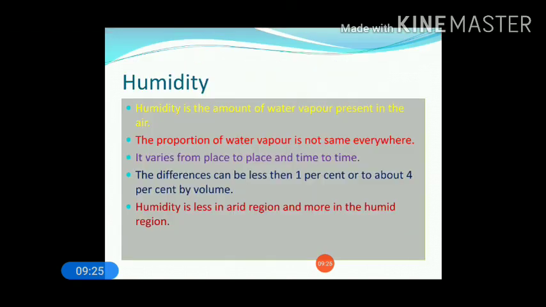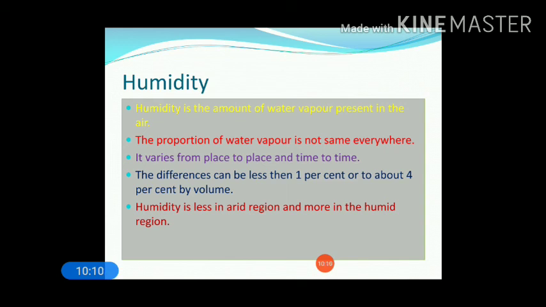Now coming to the next topic, humidity. As I already discussed, humidity is the amount of water vapor present in the air. The proportion of water vapor in the air is not the same everywhere. It changes from place to place and from time to time. Some places may experience excessive humidity because that area may have water bodies nearby. Some areas may have low temperature, so there is less humidity. So depending on the place or the time, the amount of humidity varies. Differences can be from less than 1% to about 4% by volume.